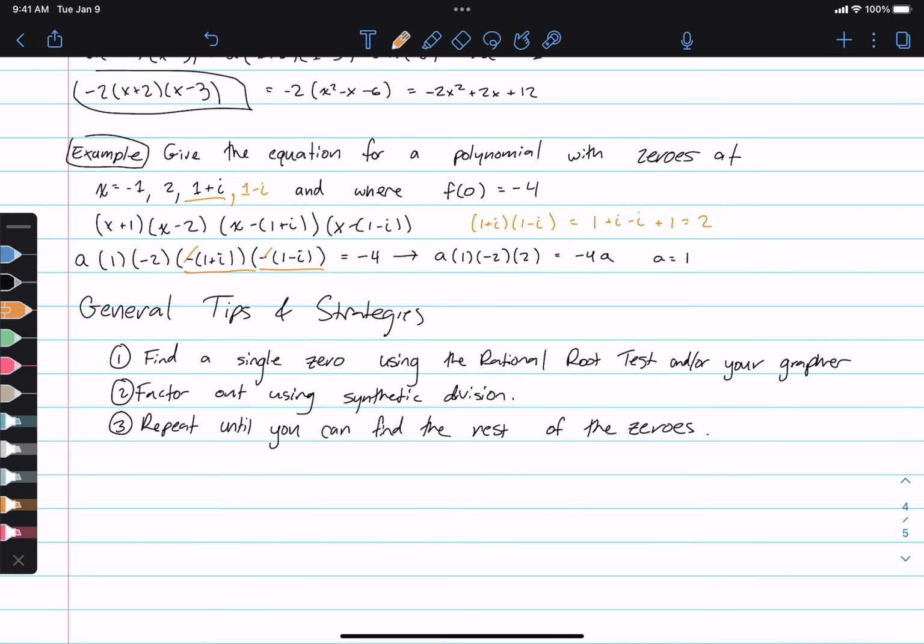So some general tips and strategies for your homework. Step 1 is to find any zero using the rational root test and or your grapher. Step 2 is to factor out using synthetic division. And finally, your last step is to repeat until you can find the rest of the zeros.